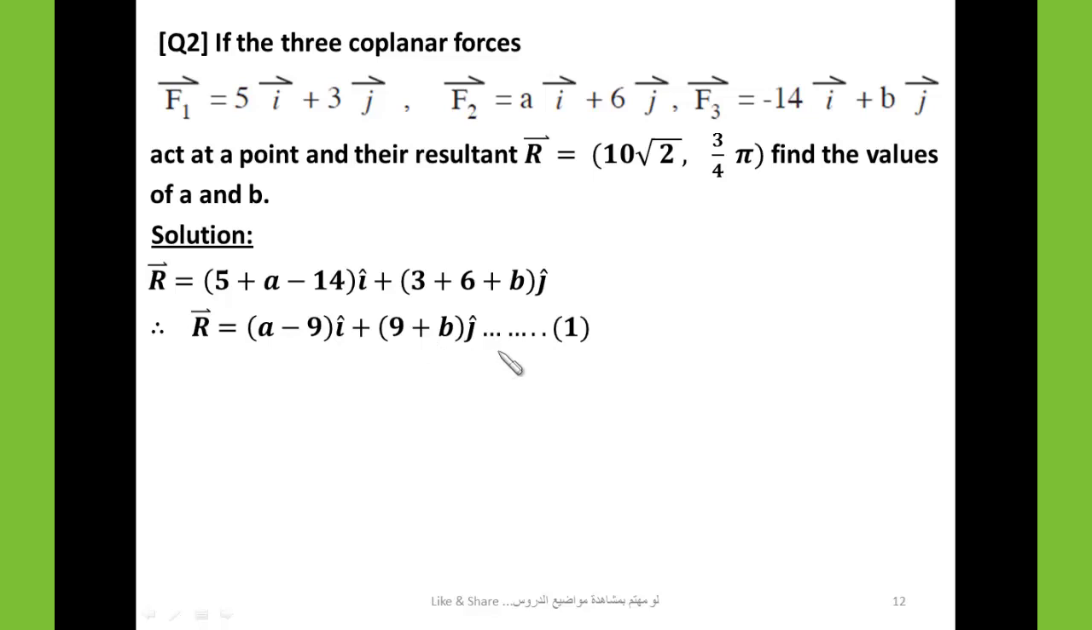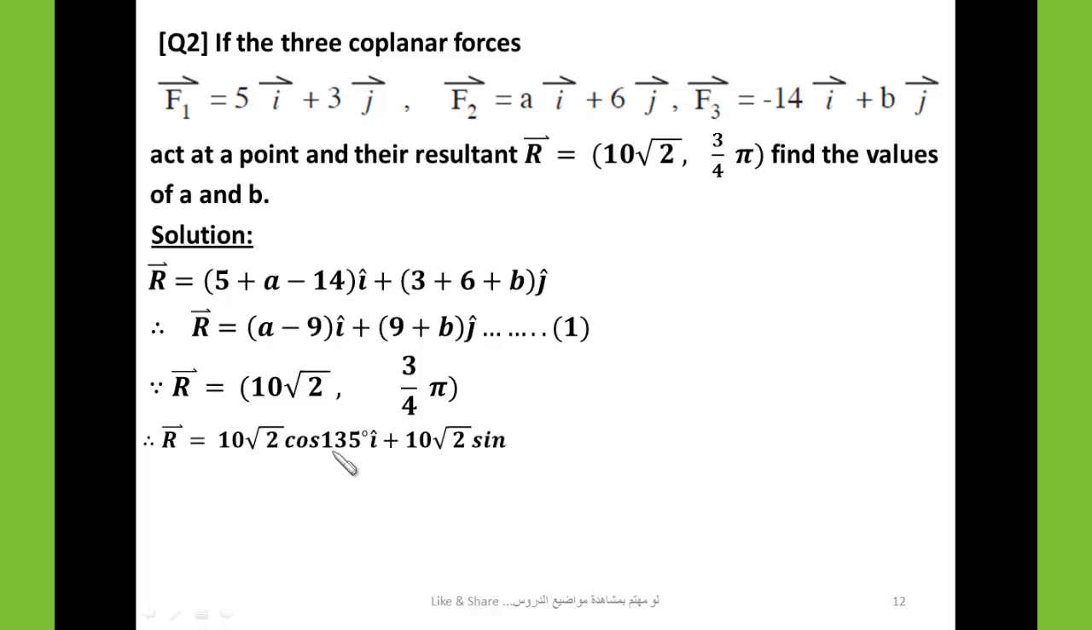And this is 1. So we have R in this form, in terms of the two unit vectors I and J. And we'll use the second information. We can write R equals 10 root 2 cosine 135 plus 10 root 2 sine 135 in the direction of J.